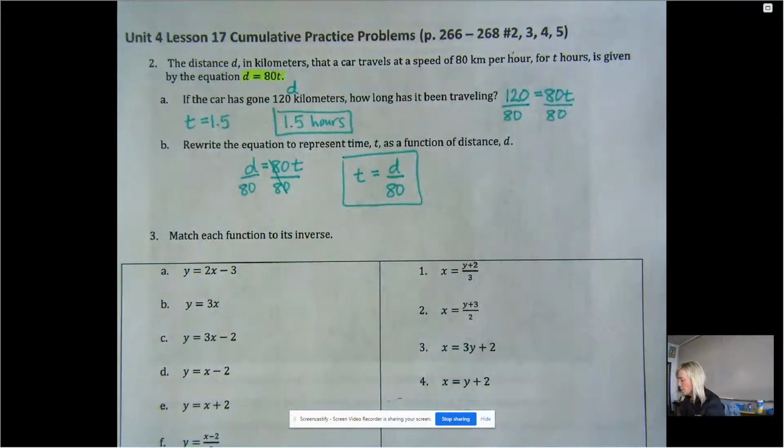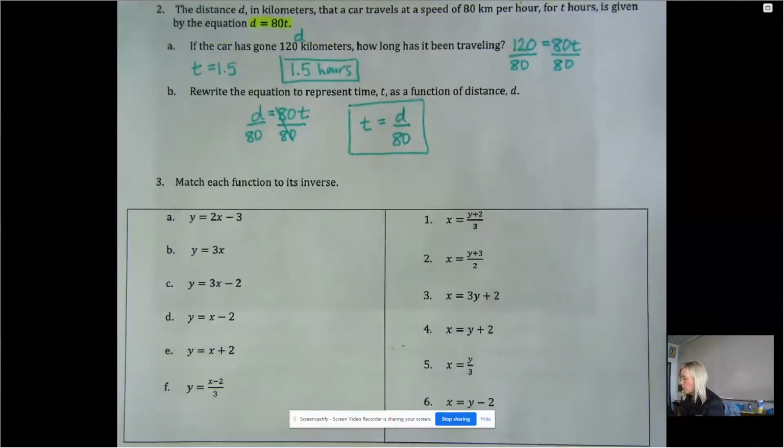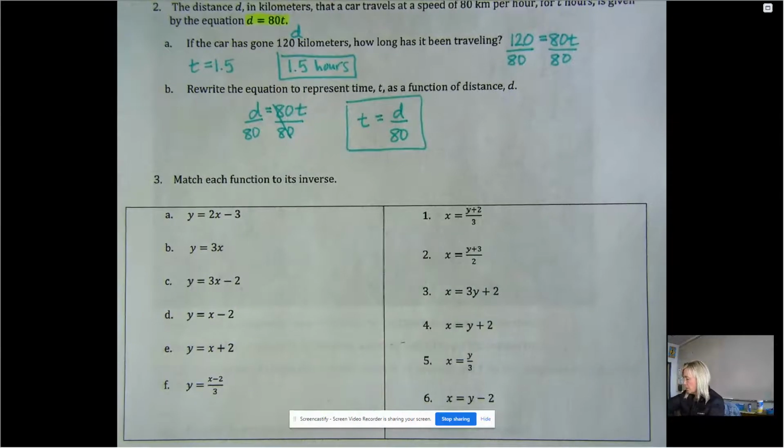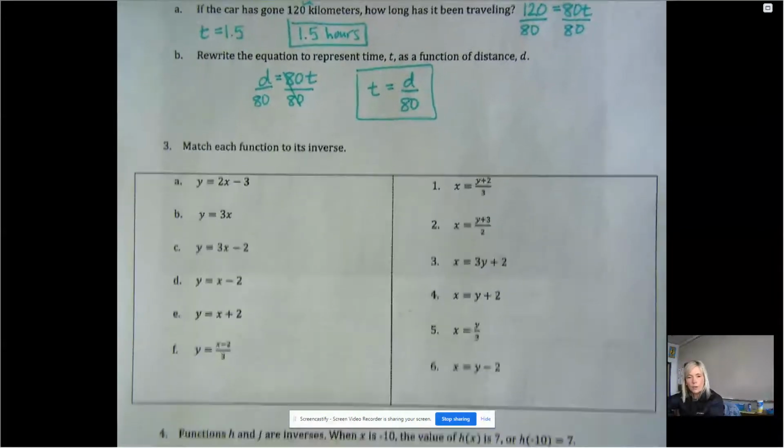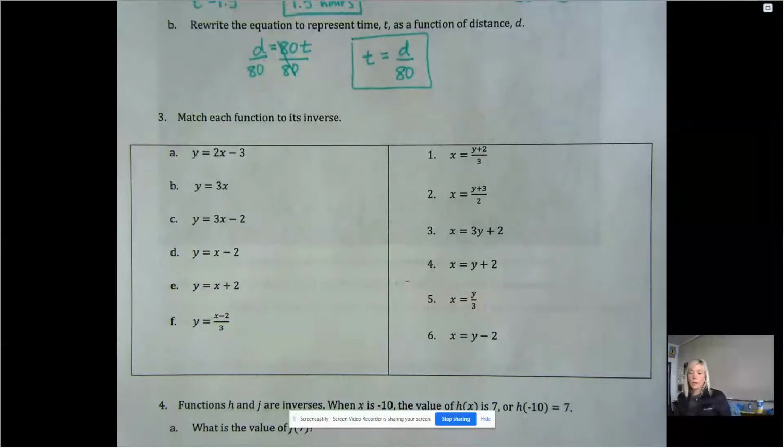All right, on number 3, we're matching a function and its inverse. So all of these functions and inverses have the same variables, x and y, and they all use the number 2 and the number 3. So we have to think about when we change the input and output, we also change not just the operations going on like add, subtract, multiply, divide, but also the order in which those operations are done.